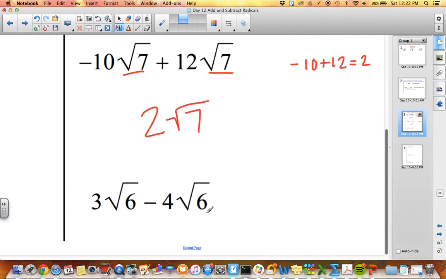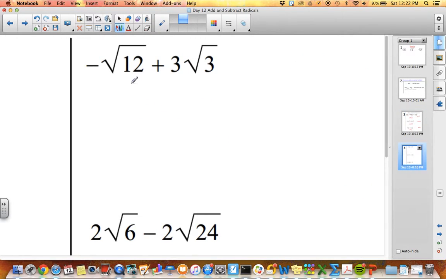Same thing with our next example, 3 square root 6 minus 4 square root 6. The radicals are identical, so I can add the coefficients. 3 minus 4 is negative 1, so I have negative square root 6. Remember, we don't have to write the 1 here. It's imaginary, so it's just an extra step. So we can just write negative square root 6.